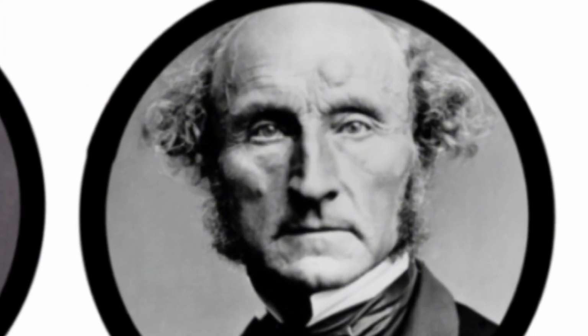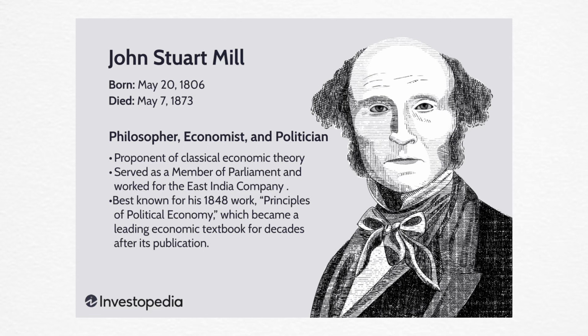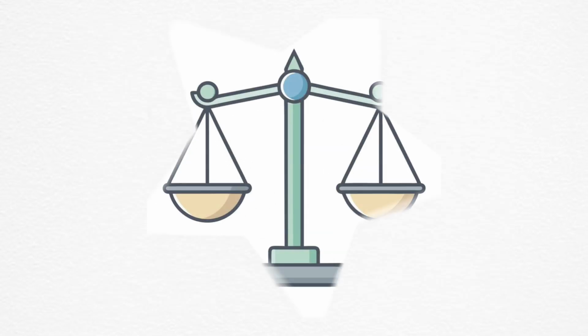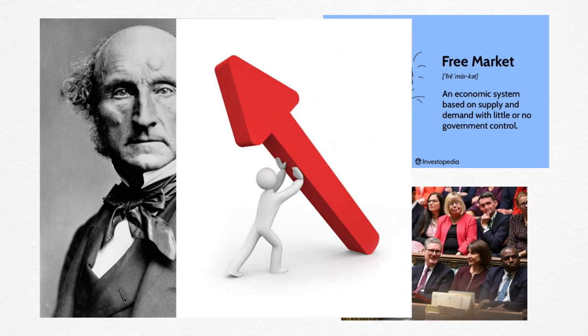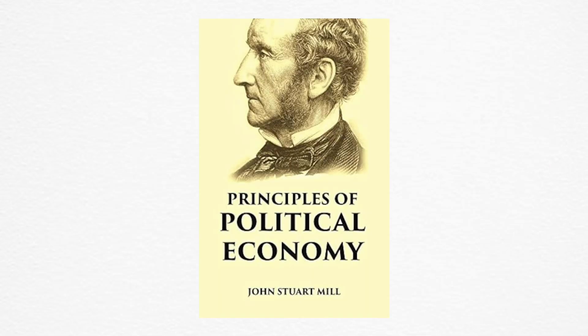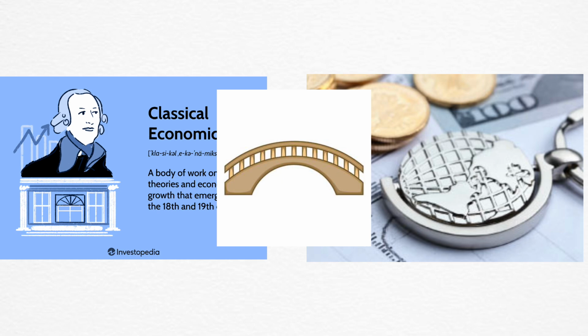John Stuart Mill. John Stuart Mill, born in 1806, was a British economist and philosopher who expanded on classical economic ideas while adding a focus on social justice. He believed in free markets but also supported government action to reduce inequality and improve society. His book, Principles of Political Economy, became a key text in economics. Mill's work helped bridge the gap between classical economics and more modern, socially aware theories.